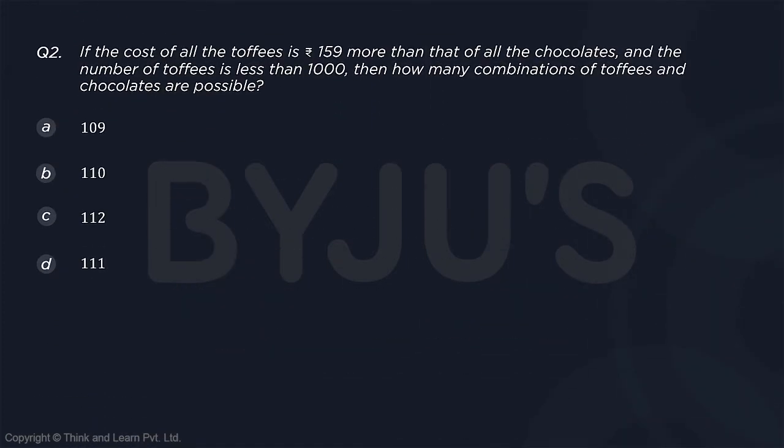The next question says, if the cost of all the toffees, 7t, is 159 more than the cost of all the chocolates, 9c, and the number of toffees is less than 1000, then how many combinations of toffees and chocolates are possible? Once again, you are forming a Diophantine equation. t is (159 plus 9c) by 7.